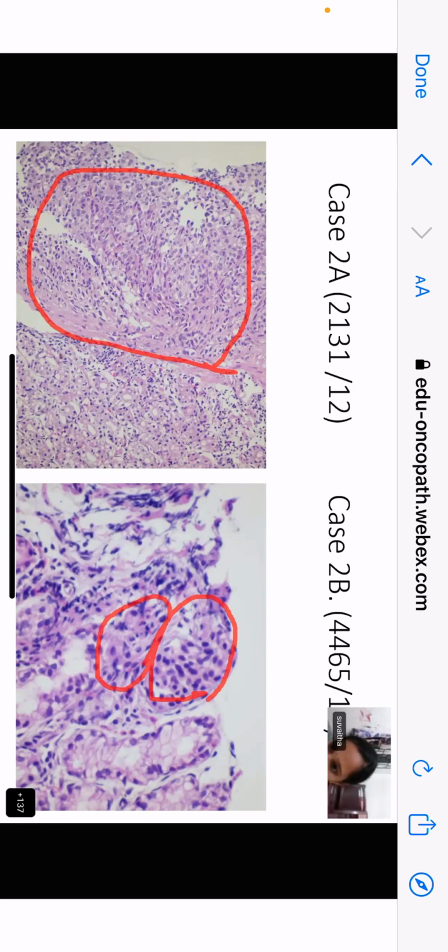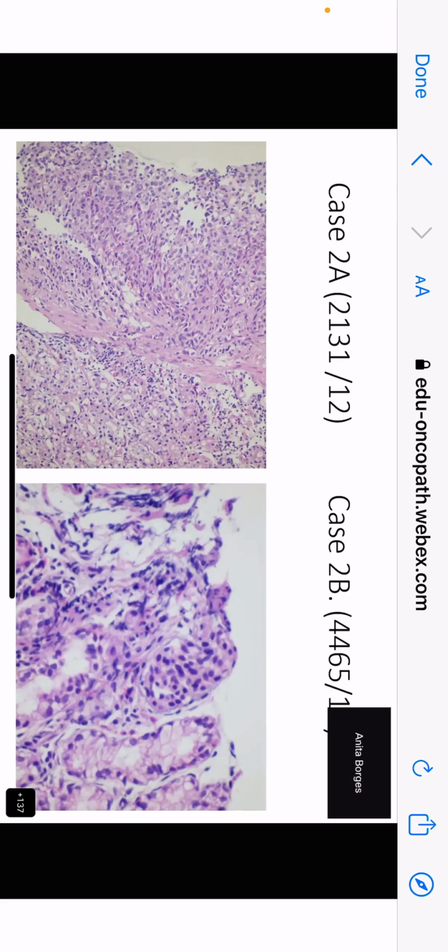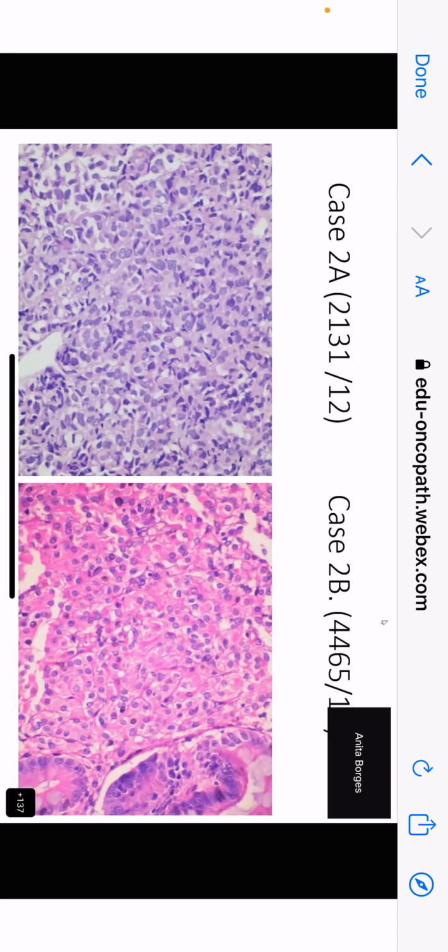On the right hand side here, in this case, you are actually seeing the gastric mucosa. Oh, sorry, we went beyond that. This is what you were seeing in the submucosa, and this is what you are seeing in the mucosa. And what's the difference, Suveta?